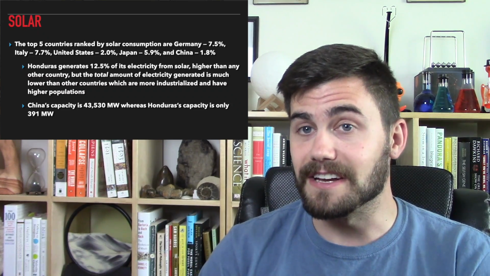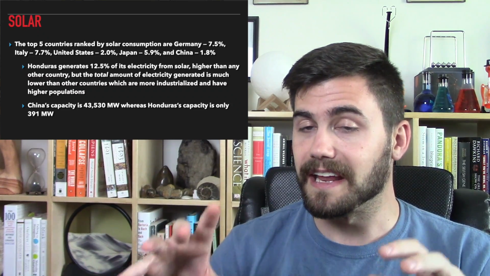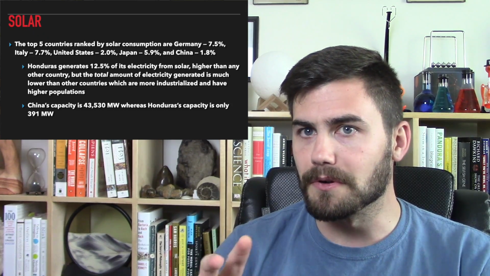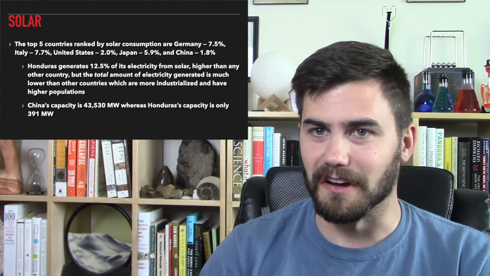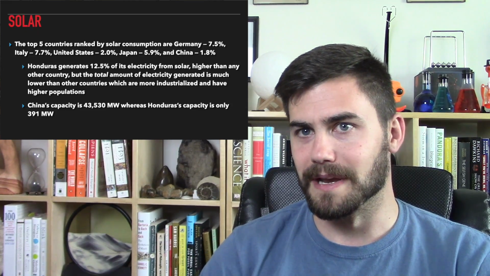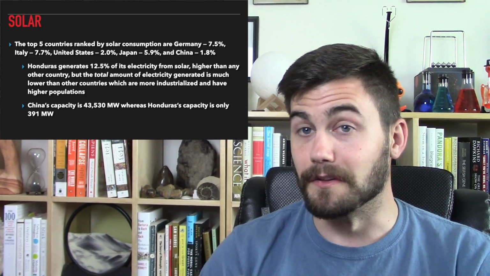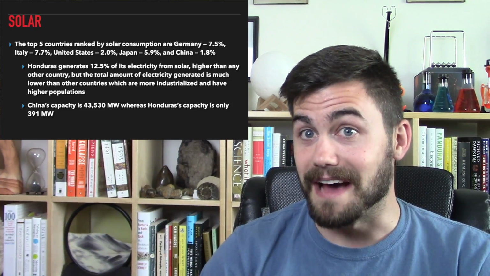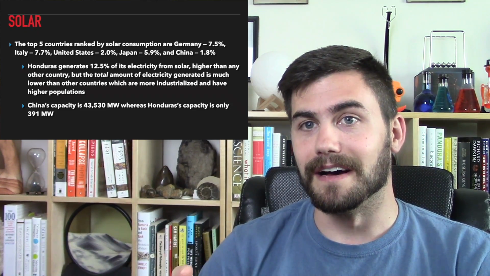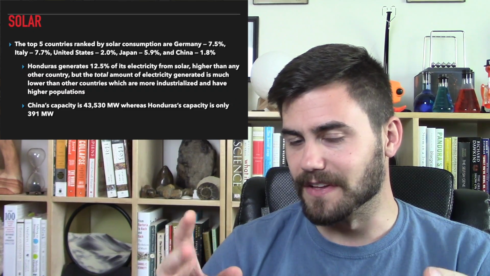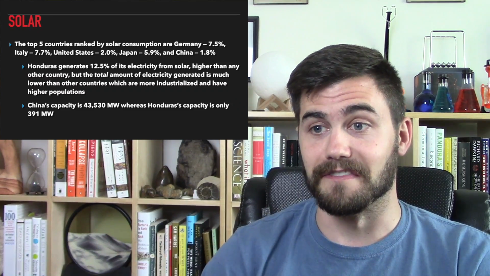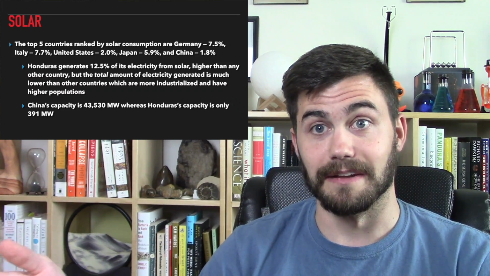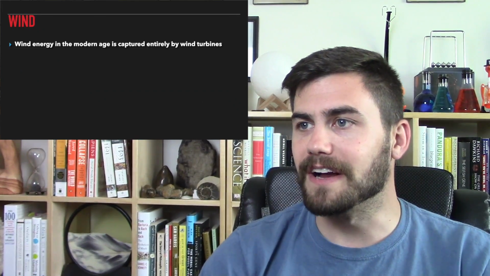The country that generates the most electricity as a percentage from solar is Honduras, but the total amount of electricity they make, it's a small country, small population, not super urbanized, industrialized. So the total amount of electricity they make is fairly low. For example, China's capacity to make electricity through solar is 43,530 megawatts, whereas Honduras is only 391. So there we go. Moving on to wind.